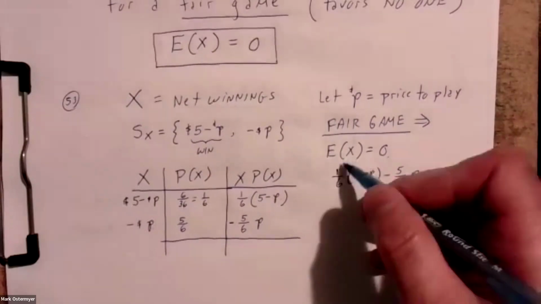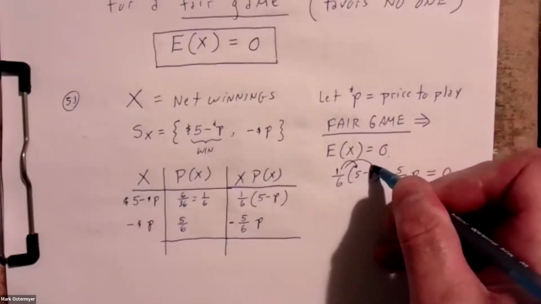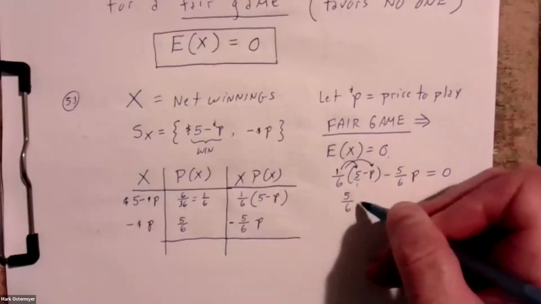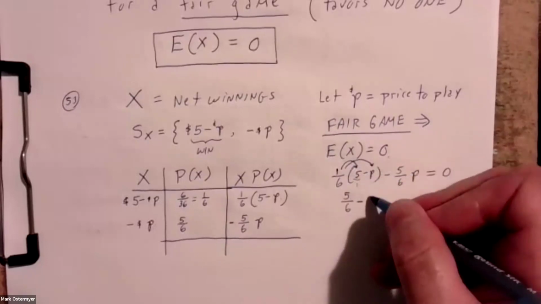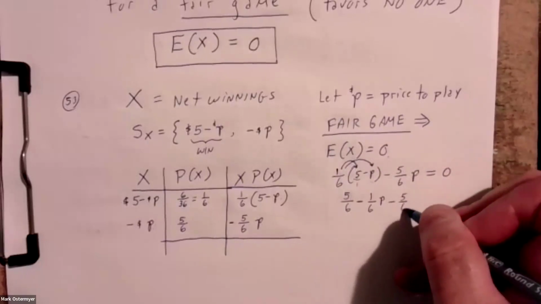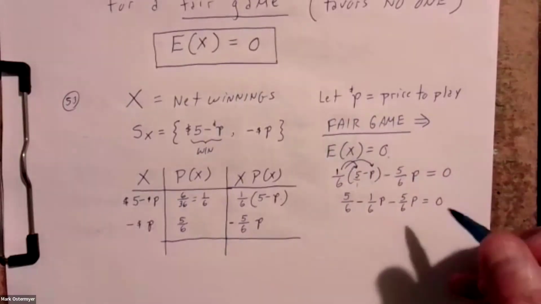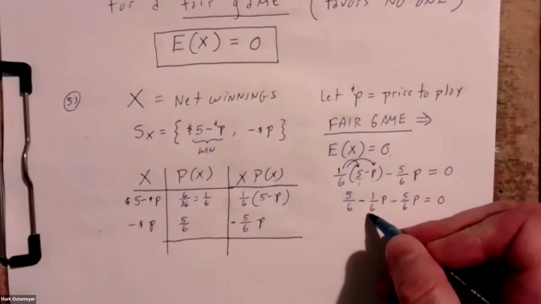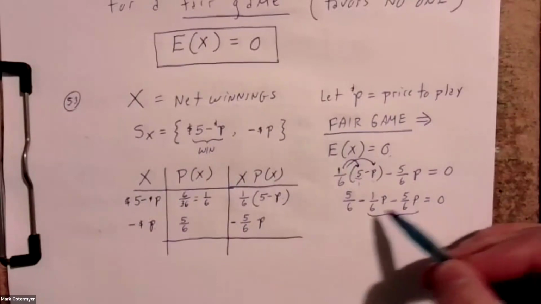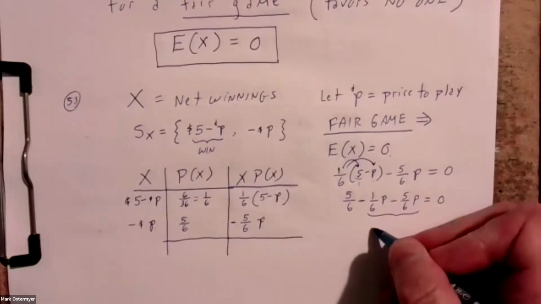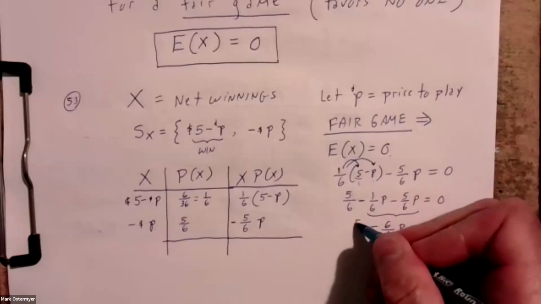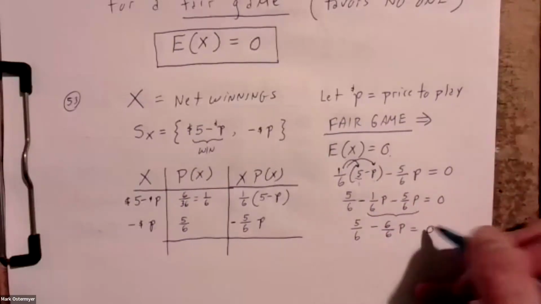Well, 1/6 times 5, I'm going to distribute this 1/6 inside the parentheses here. A little bit of basic algebra here. 1/6 times 5 over 1 is going to be 5 over 6 minus 1/6 times P is 1/6 P. This is minus 5/6 P. And this is equal to 0. So how do we solve this equation for P? Well, I'm going to add these like terms together. These are called like terms because they both have P's attached to them. So what's negative 1/6 minus 5/6? That gives you negative 6/6 of these P's. And we got our 5/6 out front here. Don't lose that. P equals 0.